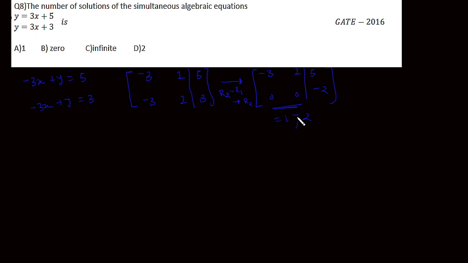So we can say these both ranks are not equal, and from the basic concept of simultaneous equations, if the rank of the A matrix and the augmented matrix are not the same, then the system has no solution. You can also conclude this from direct observation of these two equations. So we have zero solutions for this system.